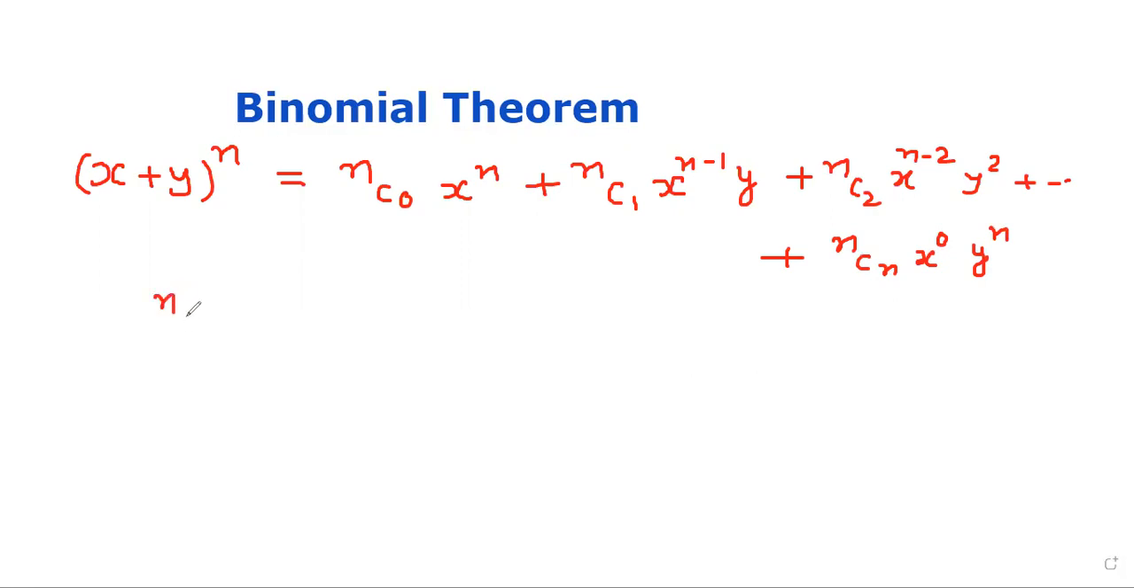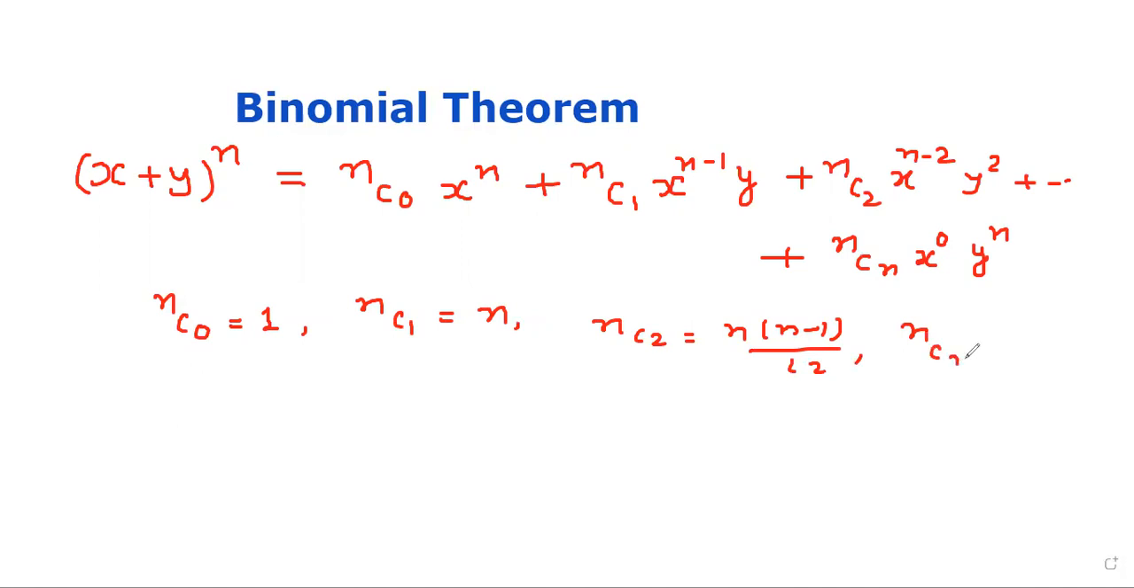Here, nC0 will be 1, nC1 is n, nC2 is n(n-1)/2!, and nCn will be 1. Now, let's take an example. Suppose (2x + 5y)^3, and we want to expand it by using the binomial theorem.